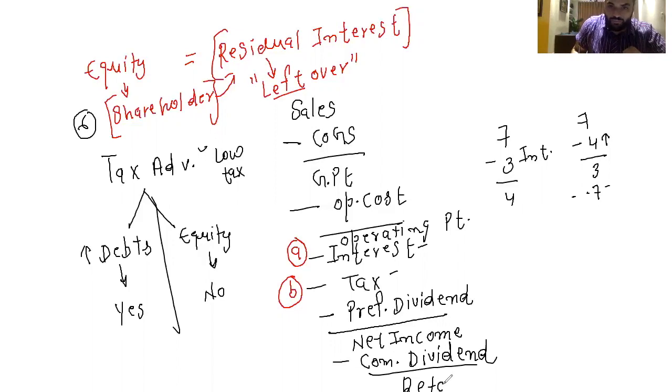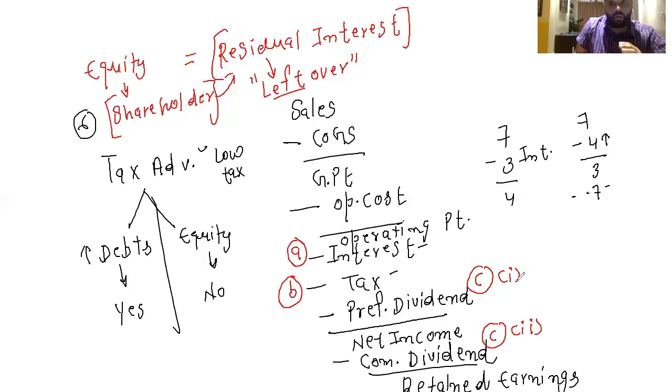So retained earnings, right? Retained earnings. Okay. So now we are not talking about interest and tax here. After interest and tax, we have a dividend. Interest, tax, and dividend. So for dividend, I will write here C1 and C2.